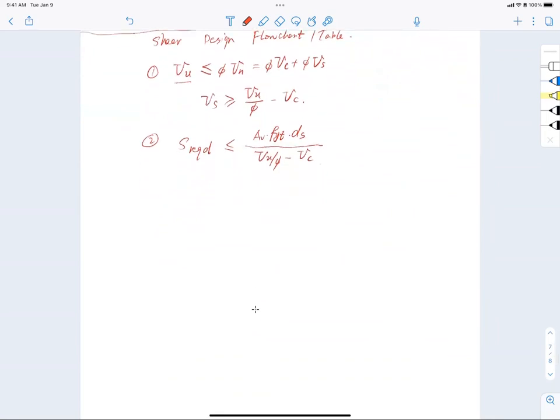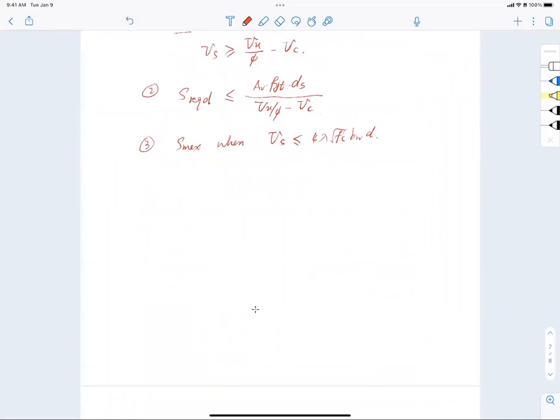Okay, so that is a required spacing. And now, in addition to that, there are several other spacings. So S max, when the shear stirrups resistance is smaller than 4 lambda square root of f'c bw d. Okay, when that happens, right? So you need to have a maximum spacing.